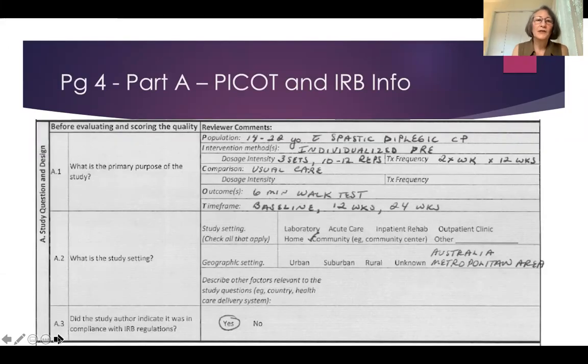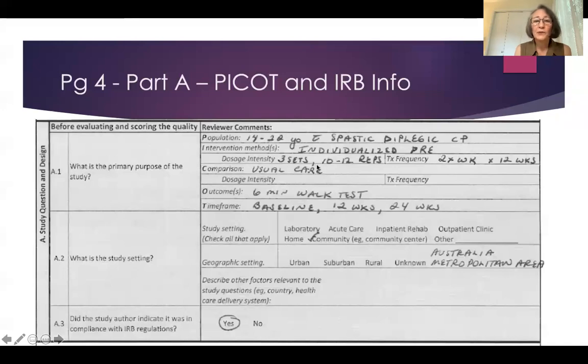The next section underneath that is a chance for you to tease out the focus of the article. So the primary purpose can be divided into this PICOT formation. So who's involved, what population is included, what are the intervention methods? So it's individualized PREs, and you can even put in something about the dosage and the treatment frequency.